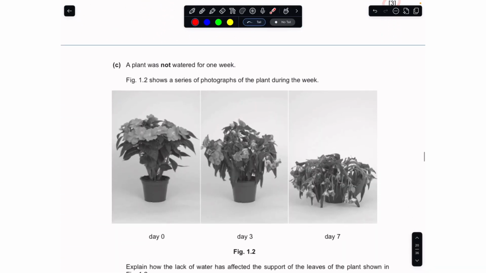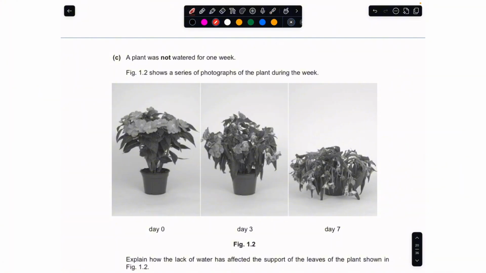If I were to move further, they say that we have got a plant and that plant was not watered for 1 week. And they say that this figure 1.2 that we are shown is a series of photographs of the plant during the week. And you see that here on day 0, the plant looks upright. And as the days pass to day 3, the plant is wilting, isn't it?